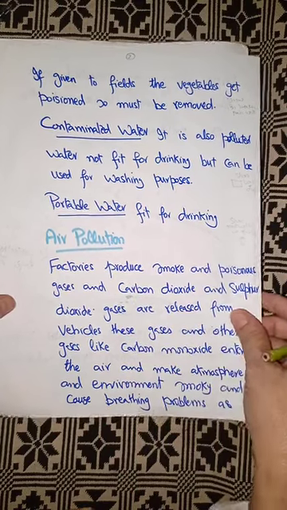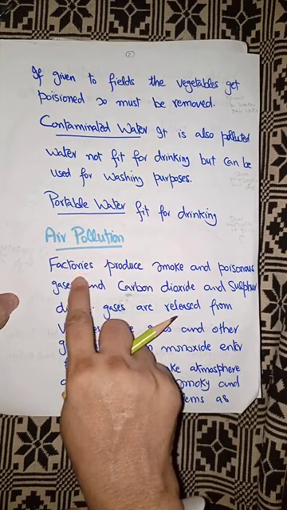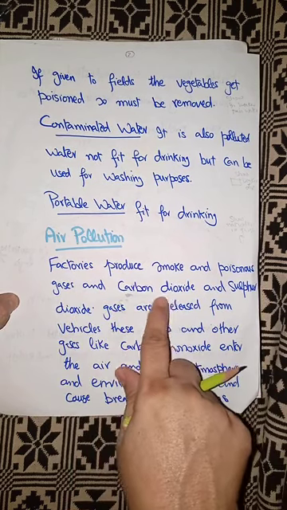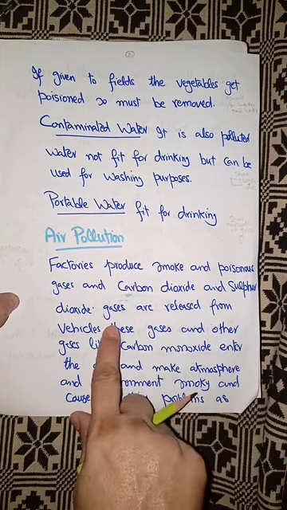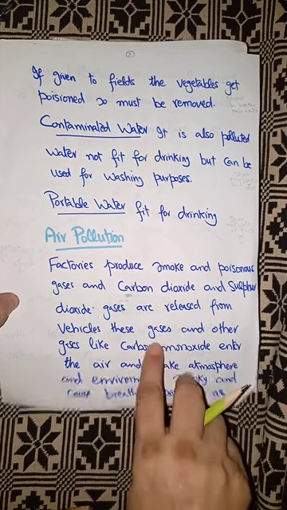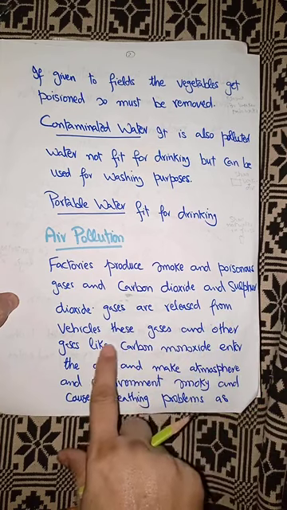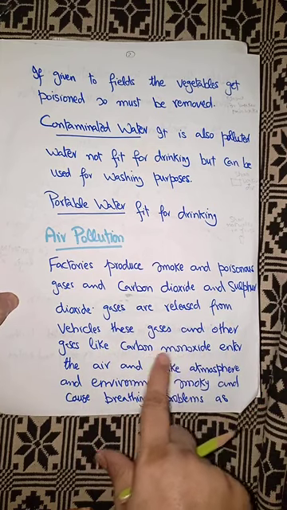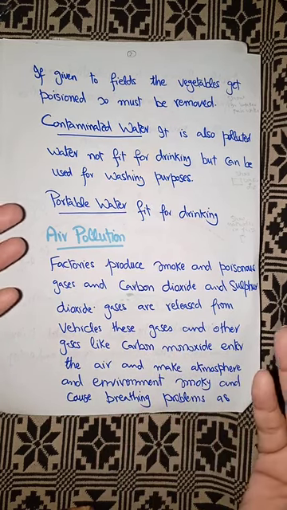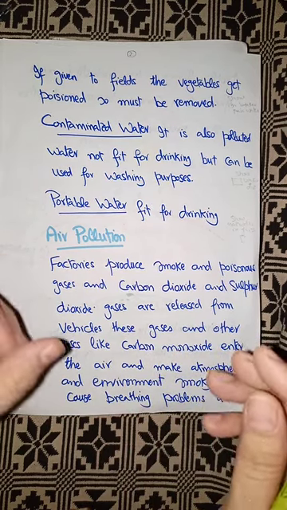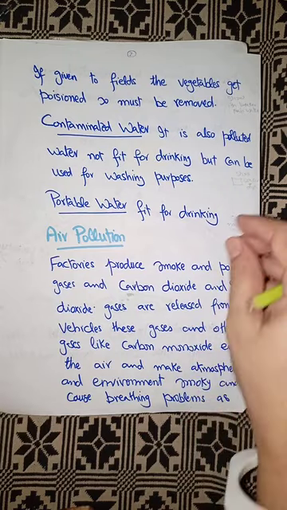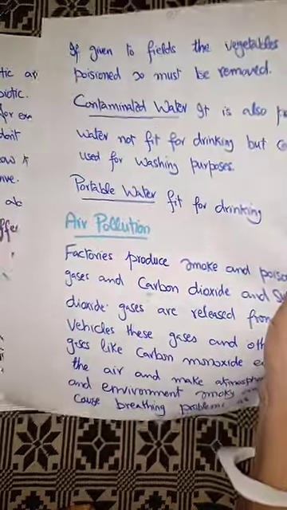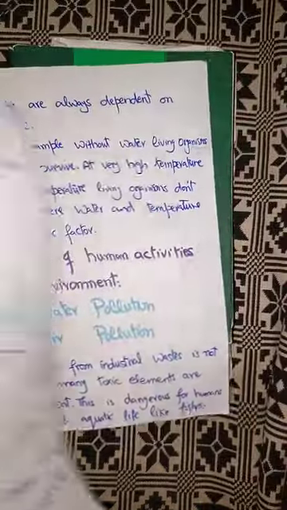Now, another thing is air pollution. The factories produce smoke and poisonous gases like carbon dioxide and sulfur dioxide. These are also released from vehicles. These gases and other gases like carbon monoxide, which is a poisonous gas, enter the air and make the atmosphere and environment smoky and cause breathing problems. They also cause diseases, skin cancer and others.